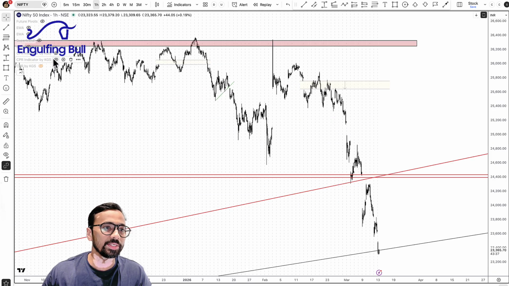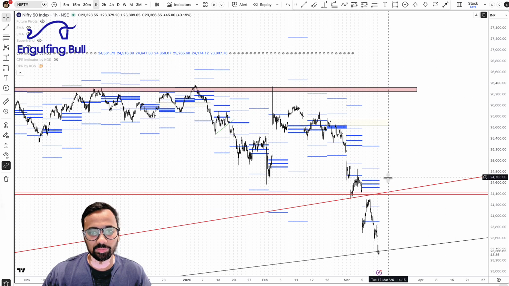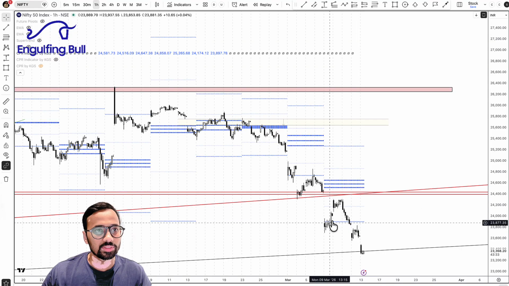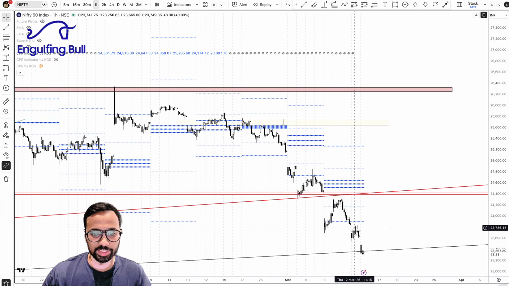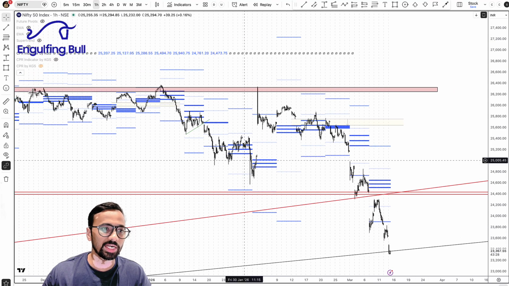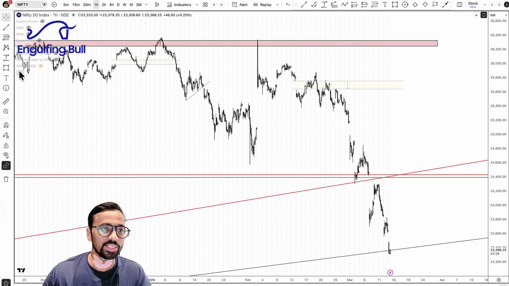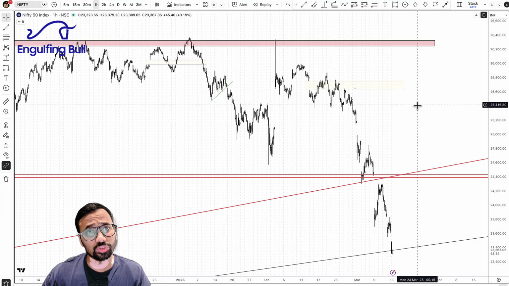Right? And similarly WCPR, right? It went below S2. If you've not seen, I've tested Bank Nifty on certain rules of CPR.